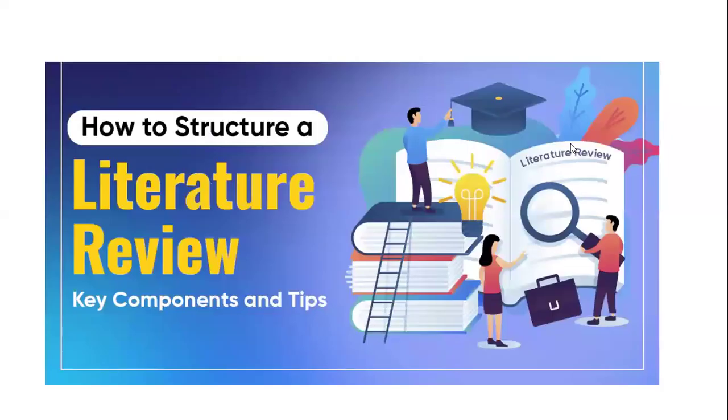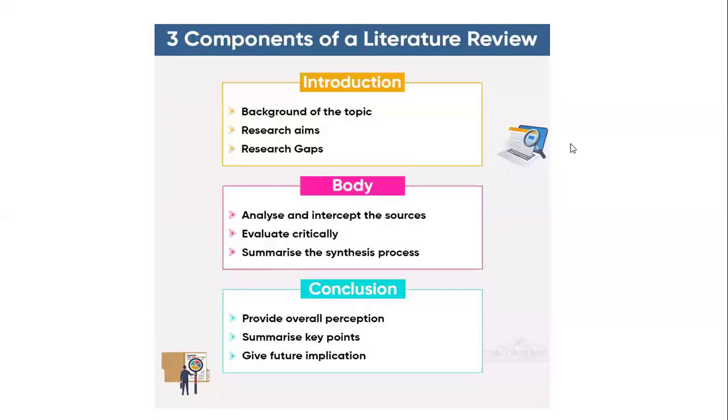So how to structure a literature review? You must have some key components and tips for a literature review as well, just like you have already discussed with Dr. Maham regarding types of research, a brief introduction of research, what research is, and other things. So a literature review also contains some key components and tips. The basic three components of a literature review are the introduction, its body, and its conclusion.